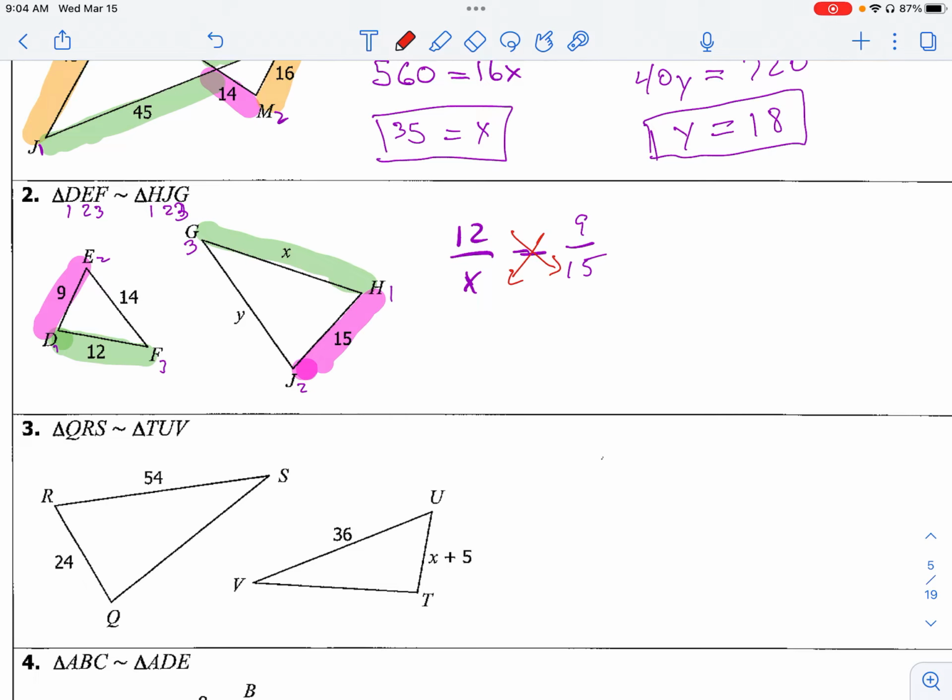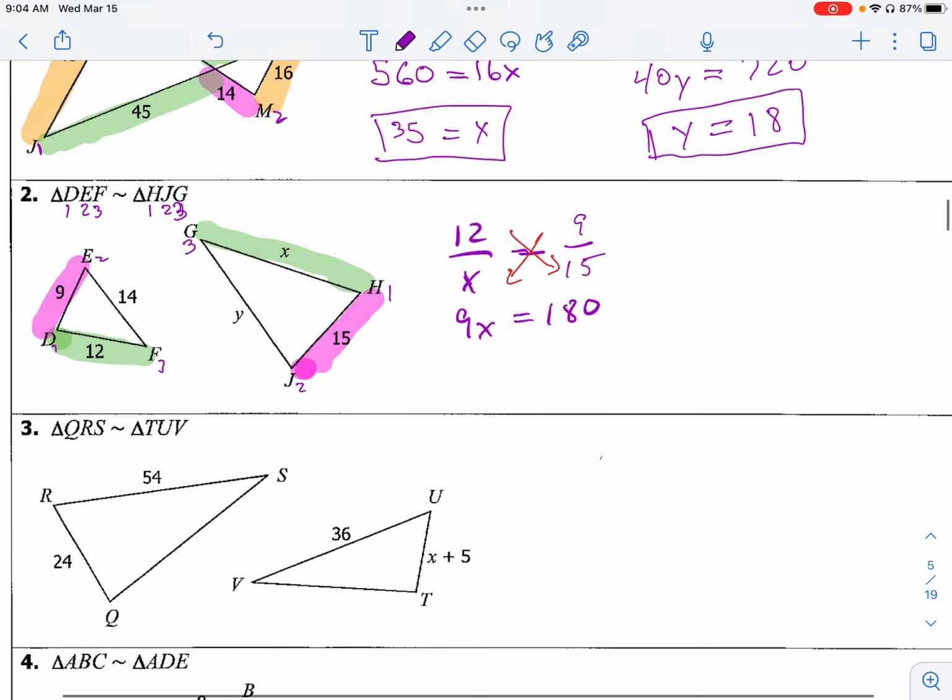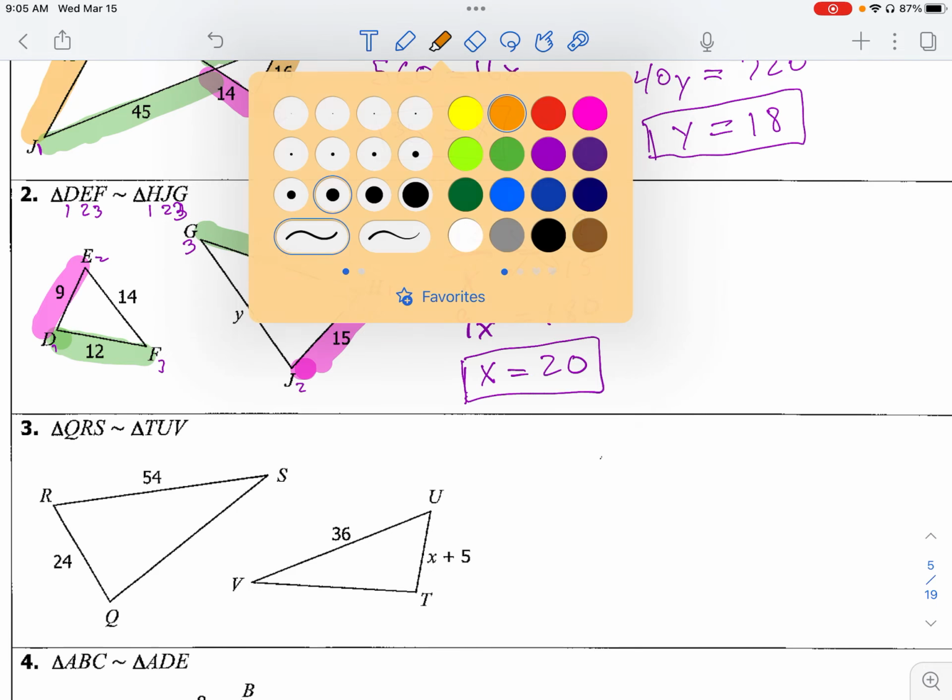So let's cross multiply, get 9X equals 12 times 15, which is 180. Divide both sides by 9, and we're going to end up with X equals 20, and you can check these on your calculator. But let's move on to Y.